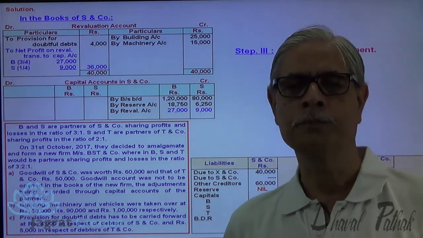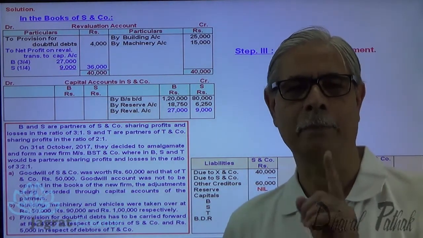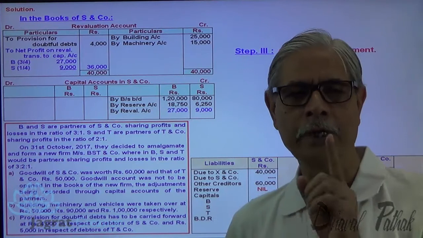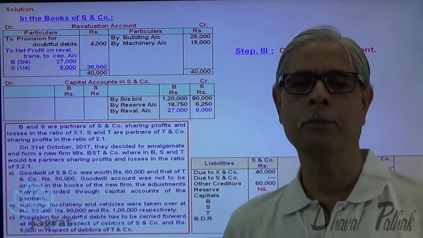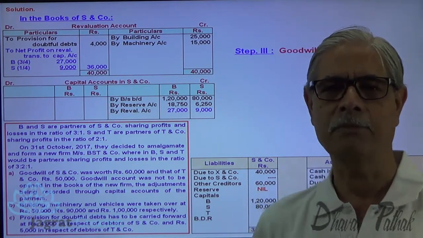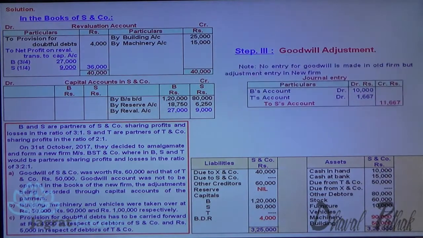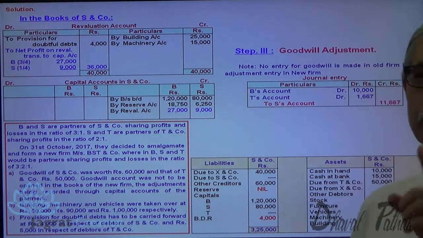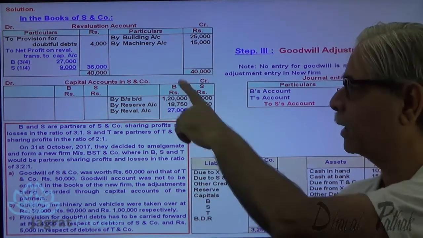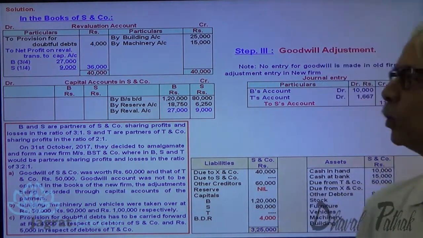As I told you, goodwill adjustment will be recorded in the books of new firm. So here goodwill is not going to be raised in the books of old vendor partnership firm. So this is the entry to be recorded in the books of new firm. No entries to be recorded here. That's an important point to be noticed by the students.